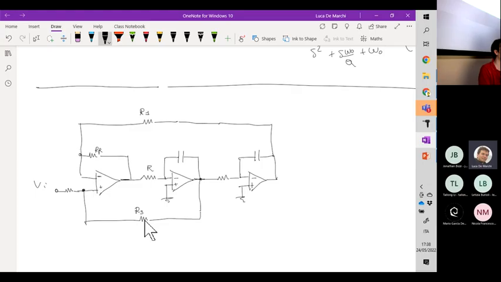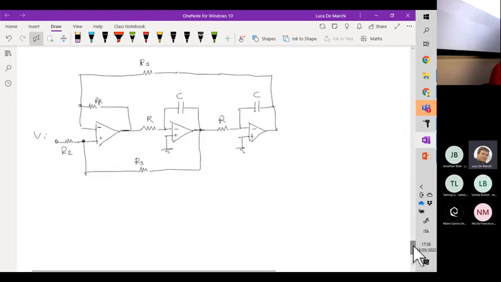So this resistance is R3. This resistance is R, like this one. This is C. This is C. This is R sub F feedback, and this is R2. Now, what we want to do is to determine the relationship that we have here. Okay, so to find the actual value of VHP, taking into account the circuit parameters. We will analyze this circuit by applying the superposition principle.